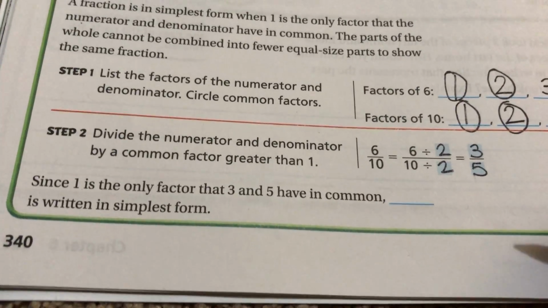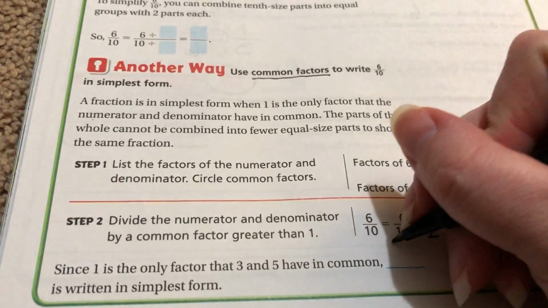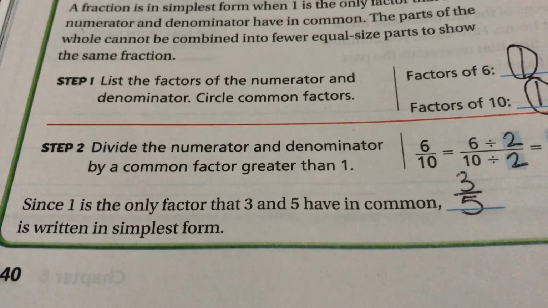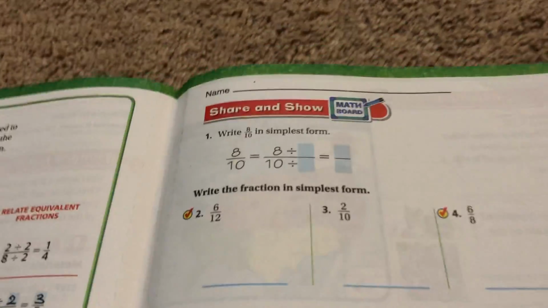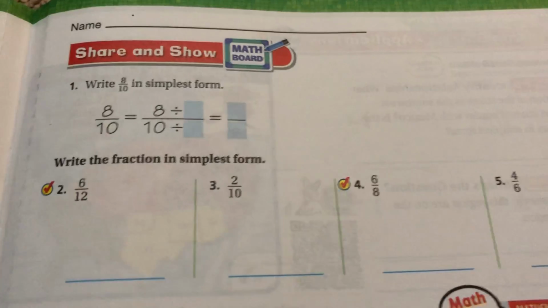So, since 1 is the only factor that 3 and 5 have in common, 3/5 is written in simplest form. Okay? Let's use that idea and try some here together.